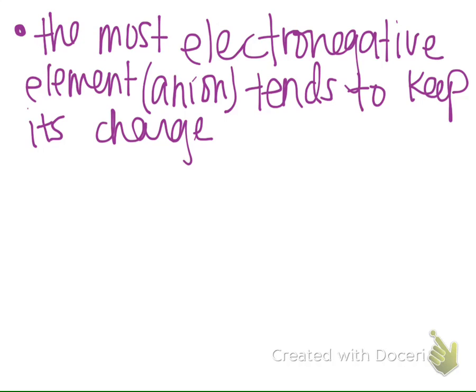Okay, so when we're assigning oxidation numbers, we're going to look at the most electronegative anion, and it will get to keep its charge as its oxidation number. So now I'm going to talk to you just briefly about what electronegativity means. Okay, electronegativity means how badly an element wants electrons. How badly they want to draw electrons to them.